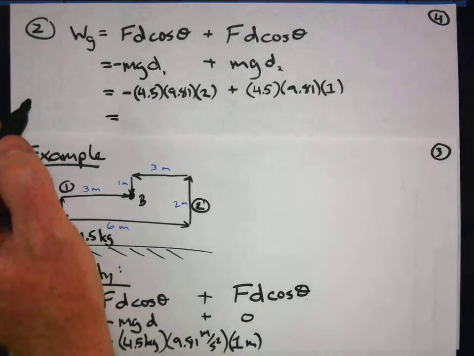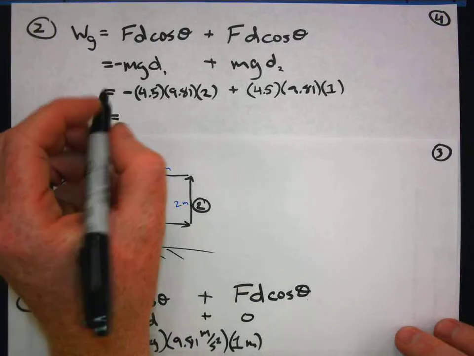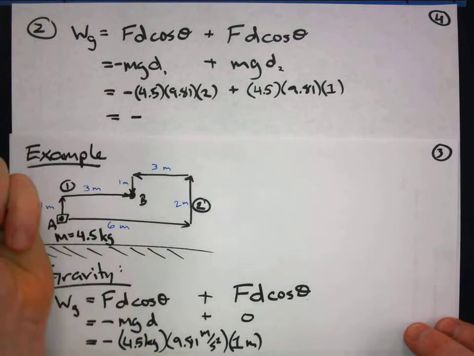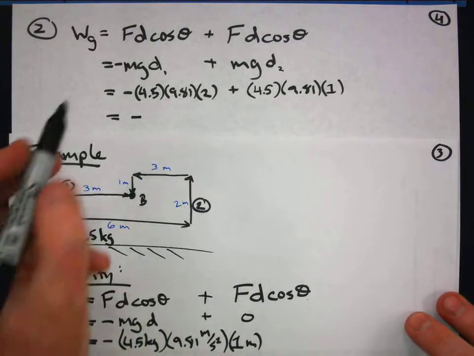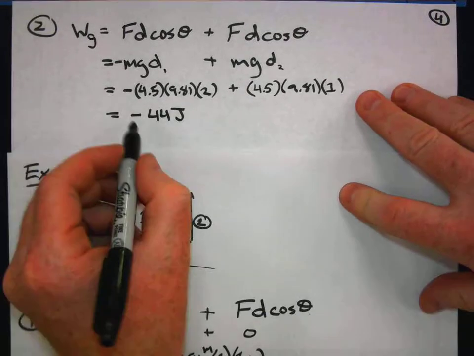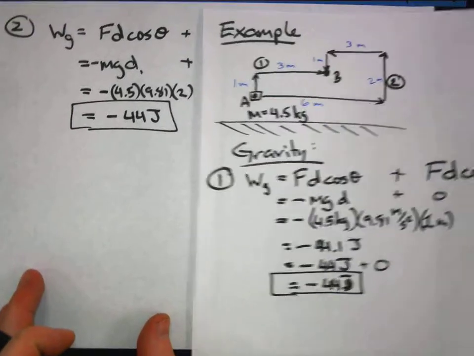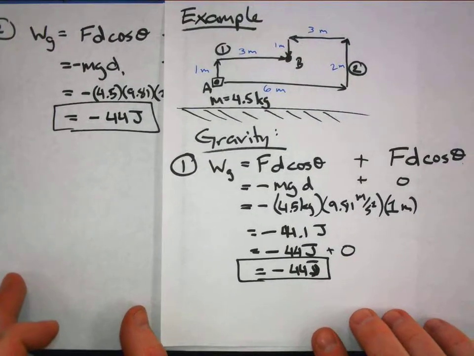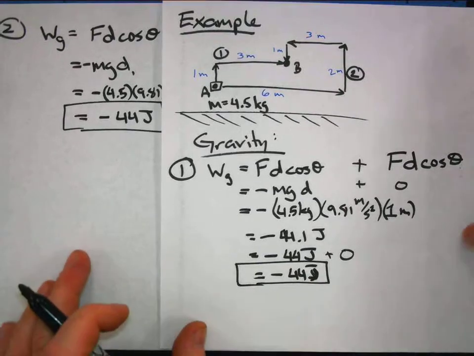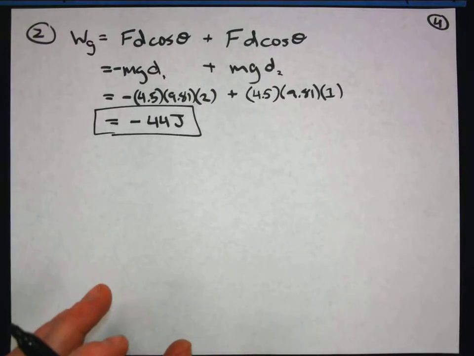Okay, so when you crunch these numbers, it turns out you are still going to get negative 44 joules as the work done by gravity. It really is independent of the pathway that we take. And that's kind of nice. So gravity is definitely shown to be a conservative force.